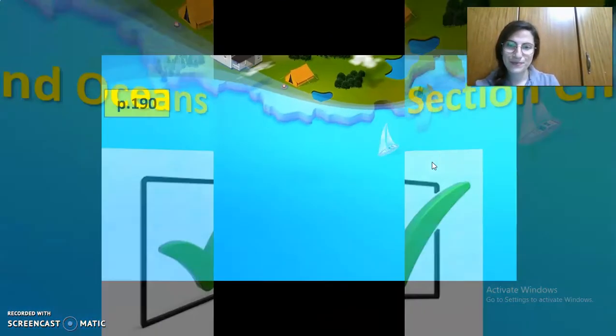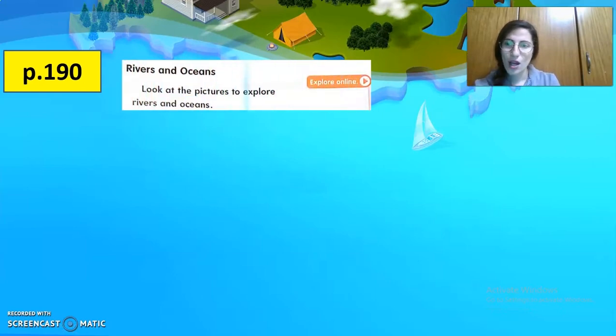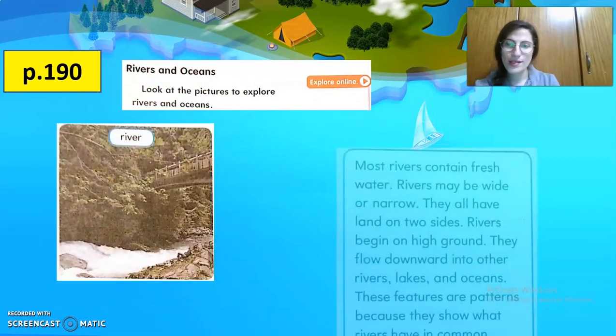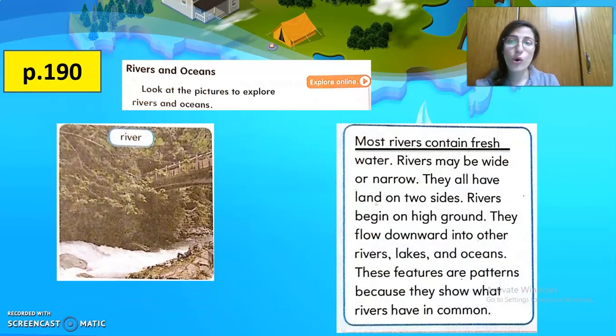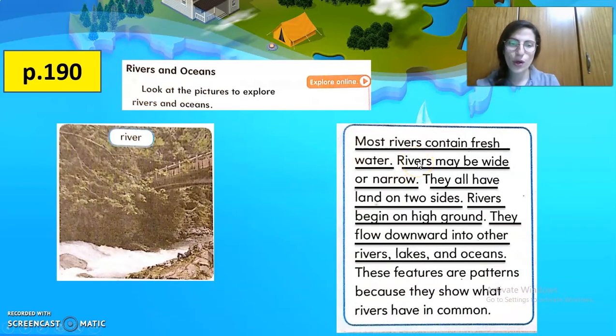Check. What about the rivers and the ocean? We said that the rivers have 4 main characteristics. Let's read the paragraph one more time and we'll go over them. Most rivers contain fresh water. Rivers may be wide or narrow. They all have land on 2 sides. Rivers begin on high ground. They flow downward into other rivers, lakes, and oceans.